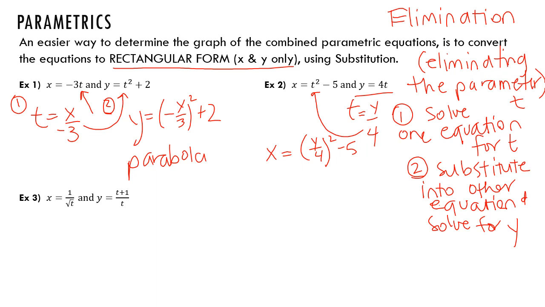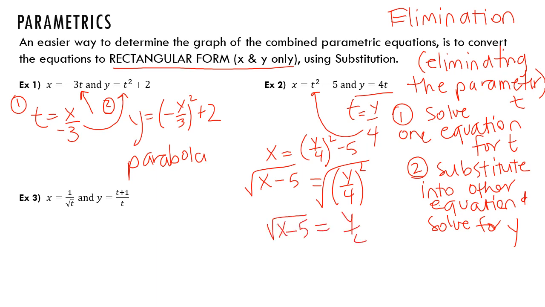I'm going to have to do x plus 5, because I'm going to add 5 to both sides. And notice I am not squaring that, because I'm just going to do the opposite, which would be the square root. So now I'm going to take the square root to get rid of that square. So I have the square root of x minus 5 equals y over 4, and then I'm going to multiply by 4. So y equals 4 times the square root of x minus 5.